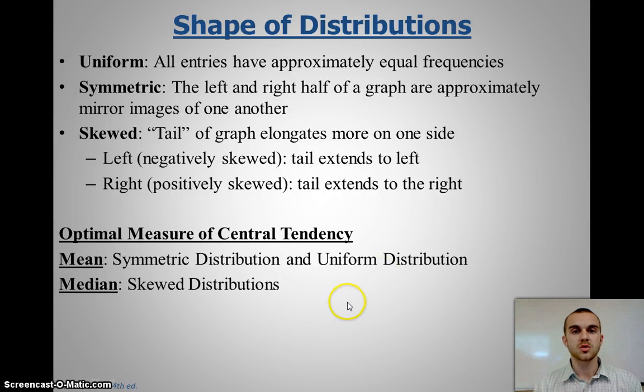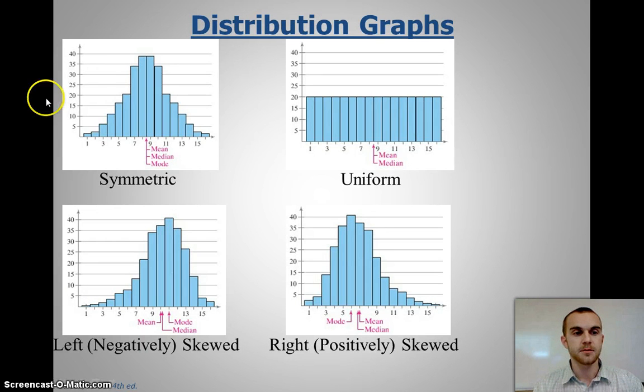Then our skewed, you end up with a tail, and which way the tail extends will tell you whether it's left skewed or right skewed. If the tail goes to the left, it's left skewed or negatively skewed. If it goes to the right, it's positively skewed. And again, if we're talking about the mean, we're going to be looking at symmetric distributions or uniform distributions. And if we're talking about median, we're often looking at skewed distributions. And here's what those images would look like. As you can see, you've got the bell shape for symmetric, values relatively consistent across the whole thing for uniform, and then you've got your tail to the left and your tail to the right for the skewed.